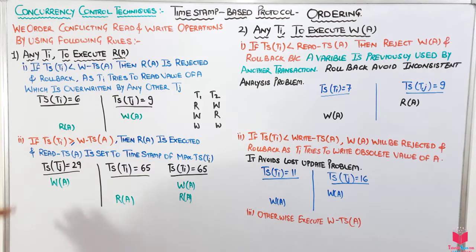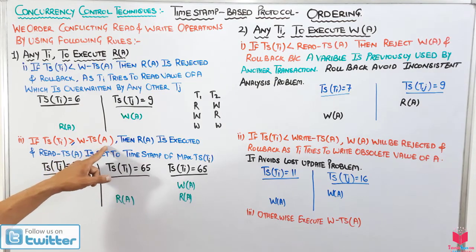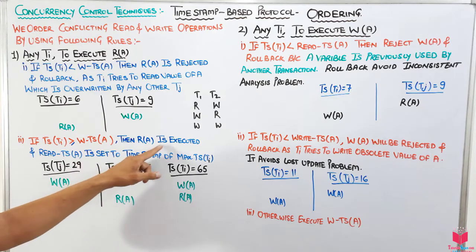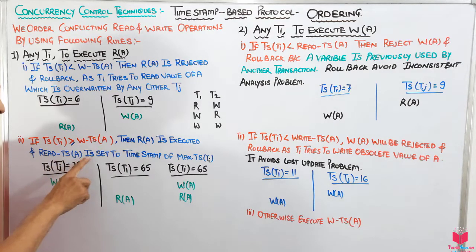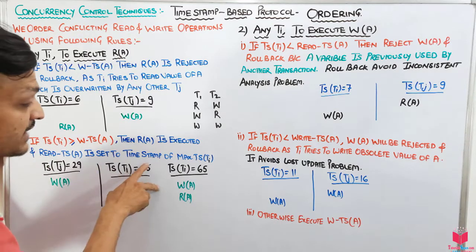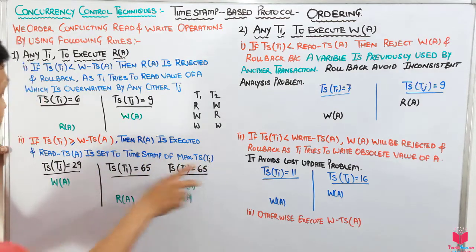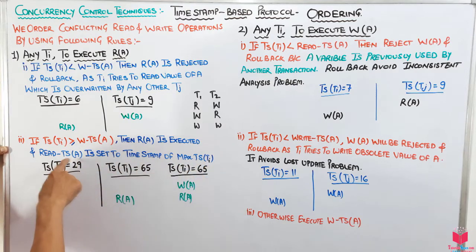In the next case, if the timestamp of Ti is greater than or equal to the write timestamp of A, then R(A) is executed. We will execute this, and remember, the read timestamp of A, that is, the read operation done by Ti, is set to the maximum of the read timestamp and the timestamp of Ti. We will update this timestamp to Ti.